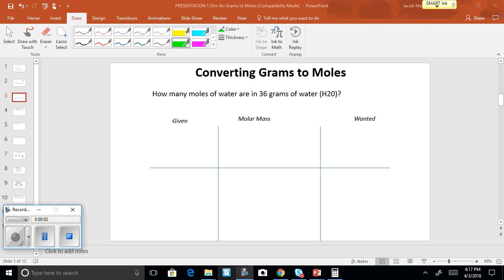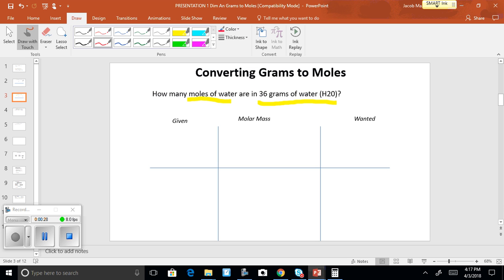Okay, so what happens if you want to convert from grams to moles of a molecule, such as water? In this example, it says how many moles of water are in 36 grams of water. And of course, water is H2O. So I want you to pause the video and tell me which ones you think are our given values and which are our wanted units.